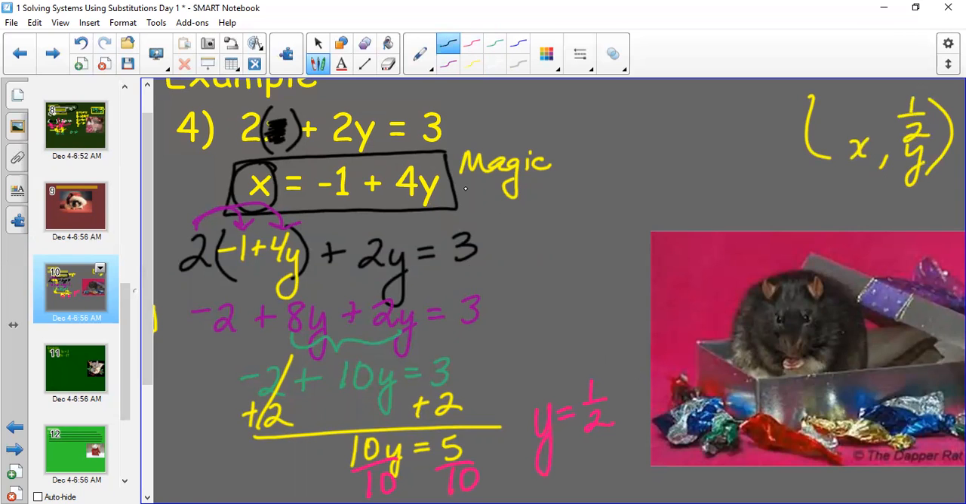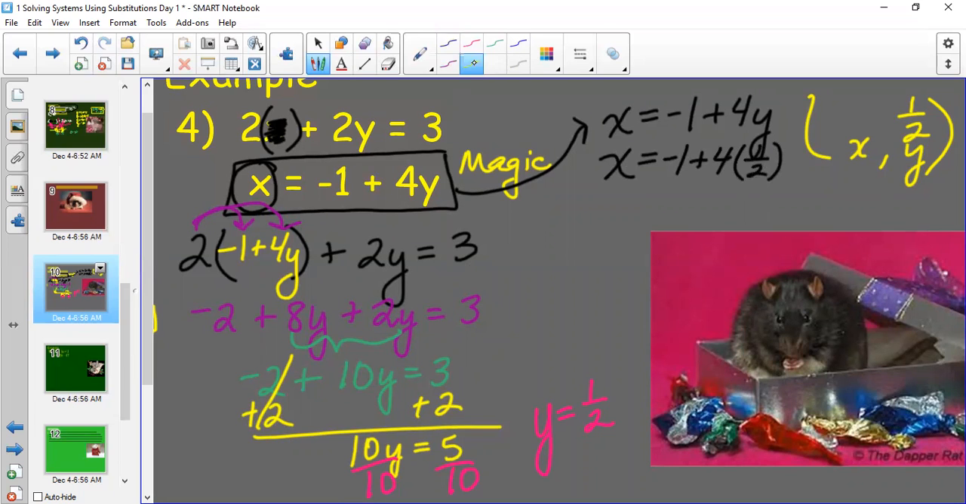Go back to your magic. Our magic said x should equal negative 1 plus 4y, and we just found what y was. So negative 1 plus 4 times 1/2. 4 times 1/2, or half of 4, is 2, and negative 1 plus that gives us an answer of 1 for our x. So final answer here is 1, comma, 1/2.